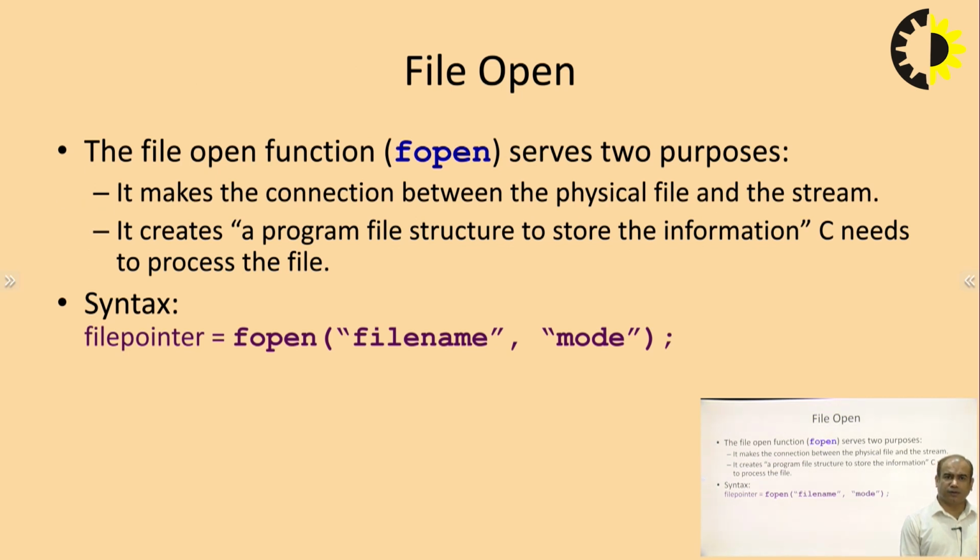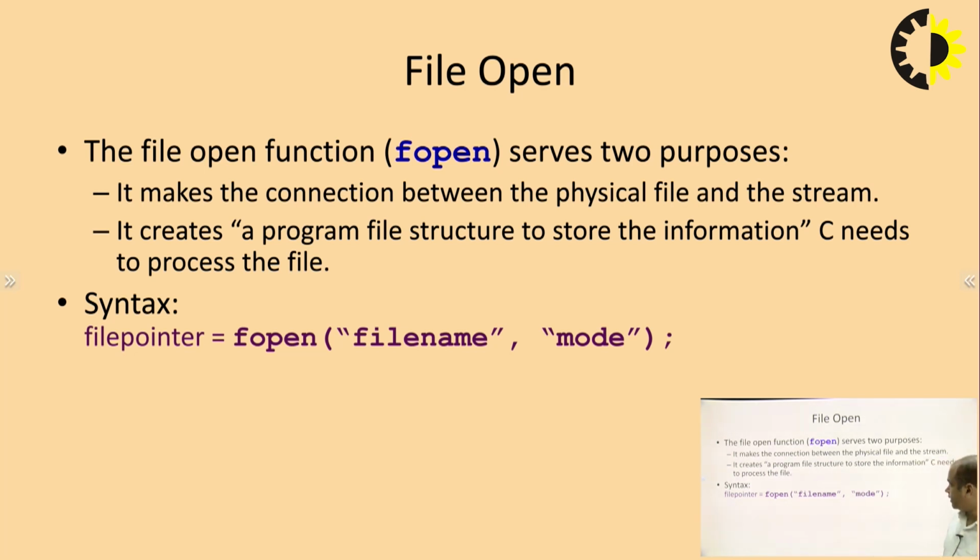The first operation we are going to use is the fopen function, fopen being file open. The file open function serves two purposes. First, it makes the connection between the physical file and the stream. Second, it creates a program file structure to store the information C needs to process that file. So the file pointer will be defined using fopen, where it takes two arguments. The first will be the file name and the second one will be the mode.